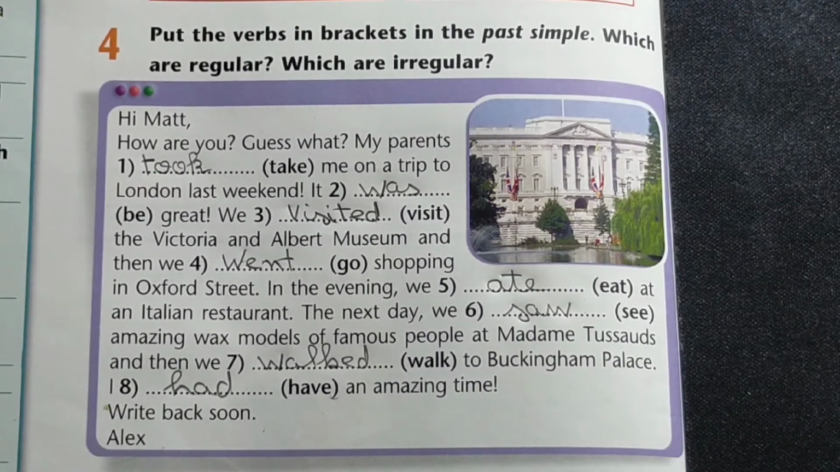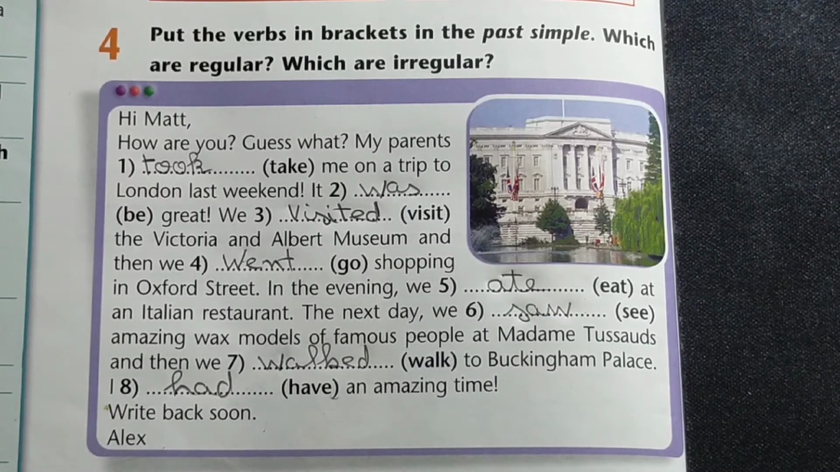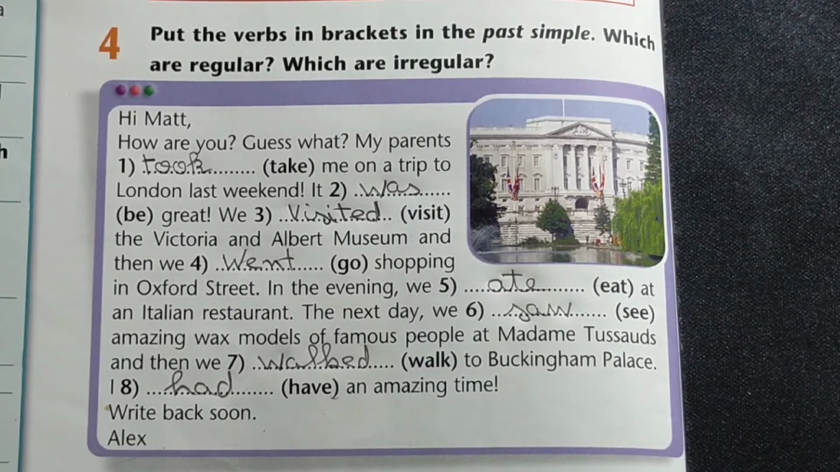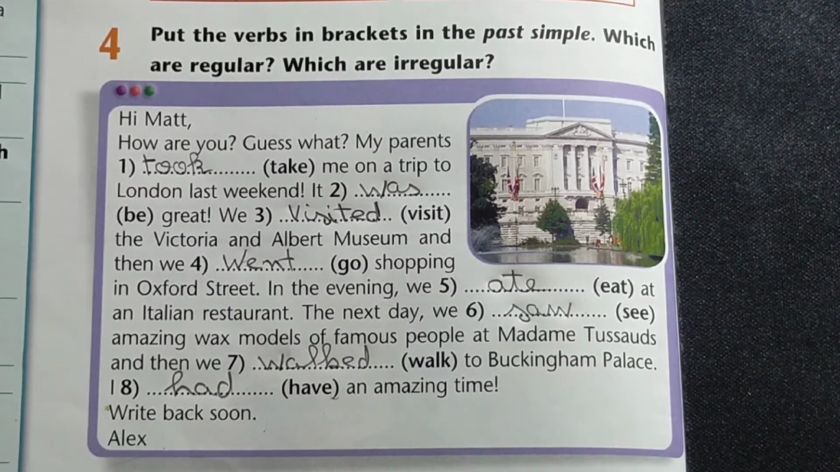Now another reading of the same letter, but this time with the answers. Hi Matt, how are you? Guess what? My parents took me on a trip to London last weekend. The verb took is an irregular verb because it doesn't take ed at the end, as you can notice here. It was great. The verb to be is another irregular verb. So I stop here to show you how we can conjugate the verb to be. We can say as an example, I was at home, you were at home, he, she or it was at home, we were at home, you were at home, they were at home. Okay, so this is just between parentheses.